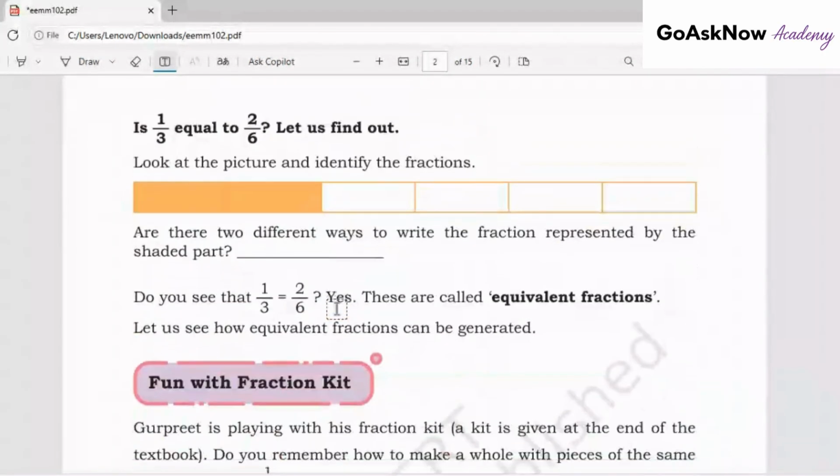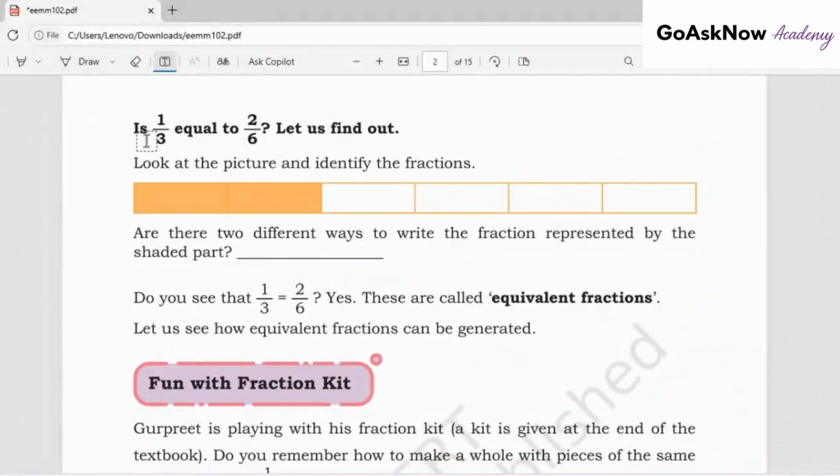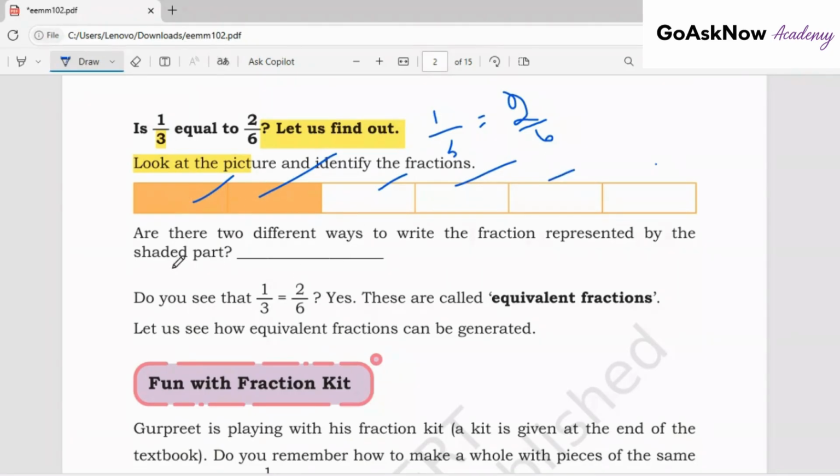Here we are going to check whether 1 by 3 is equal to 2 by 6. Let us check that. Look at the picture and identify the fraction. Let us identify that 1 by 3 is equal to 2 by 6, which is 2 parts marked and 4 empty, which is 2 by 6.